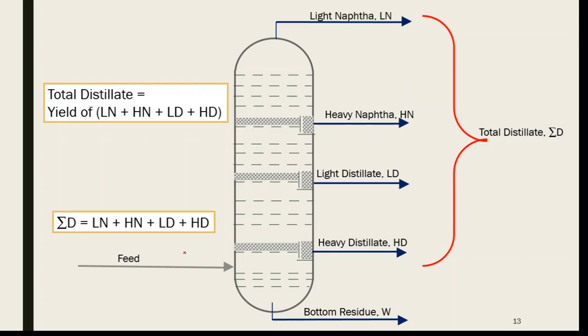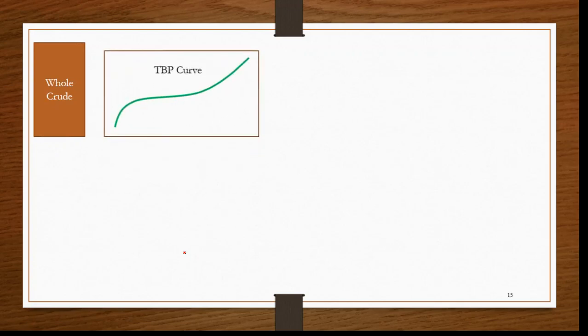Now let us look at how these products are shown in the curve. Basically we are going to give a basic understanding of representing all these products in the TBP curves. This is a very important thing, you have to listen carefully and understand it. For example, if there is a whole crude, then what happens? This is the TBP that is representing the whole crude, and obviously there is one initial boiling point and one final boiling point, because there is one curve.